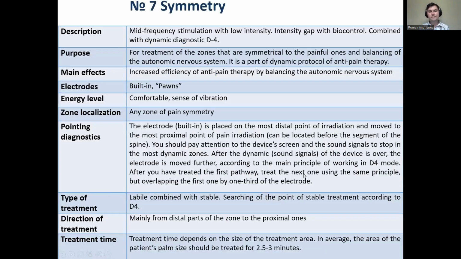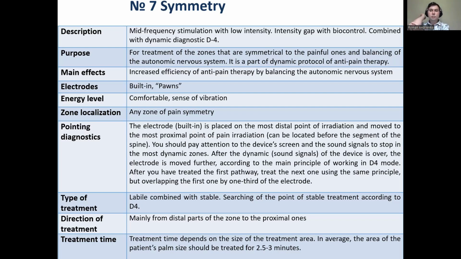Number 7, symmetry. Very useful preset. For some protocols, we need to treat the symmetrical area. You will see that a lot if you're a practicing Scenar therapist. For example, when we're dealing with joints and only one joint is affected, only one joint is problematic, still you have to treat another one.